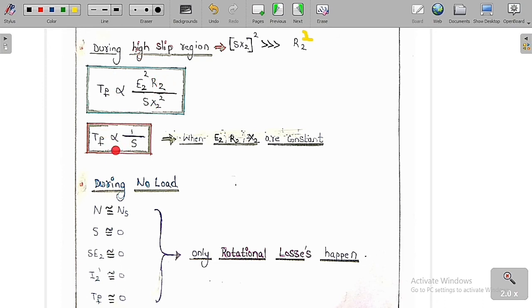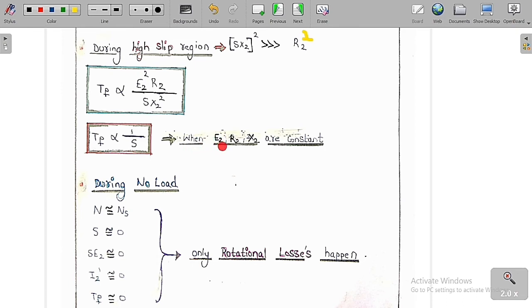So we can say clearly torque is inversely proportional to S. That is the reason I have already told you, whenever the S is changing from slip at maximum torque to S equal to 1, the torque is going to decay. Whenever the S increases, the torque will decay. So therefore it is inversely proportional to S.